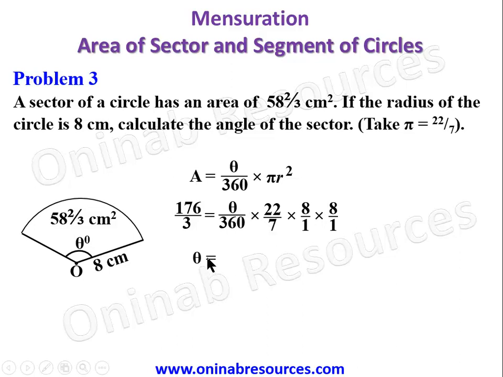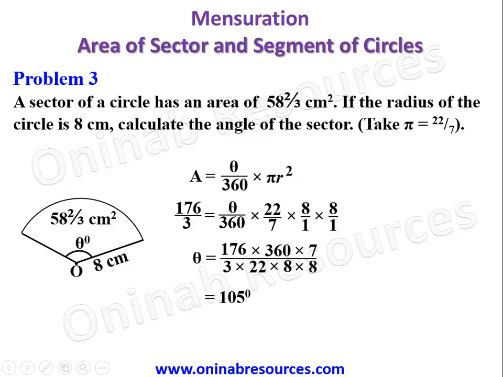We make theta the subject of the relation here. That is the numerator here, 176, multiplied by 360 times 7, then divide by 3 times 22 times 8 times 8. From my calculator, I have it as 105 degrees. That is exact. So 105 degrees is the angle of the sector.